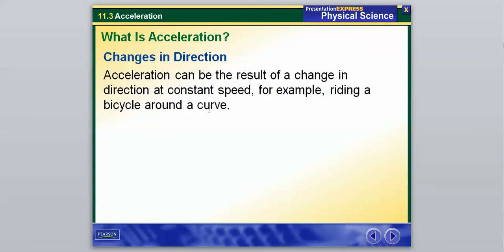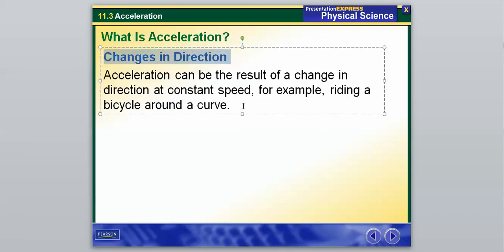And just to add some more onto acceleration, it can be a result of change in direction at a constant speed. So for example, riding a bicycle around a curve. Even though your speed is not changing, you could be riding down your street at let's say 15 miles an hour, and you might not hit your brake at all as you go around a steep curve. You still keep your speed at 15 miles an hour, but you are still accelerating because you are changing your direction.